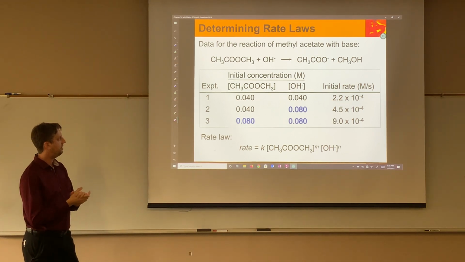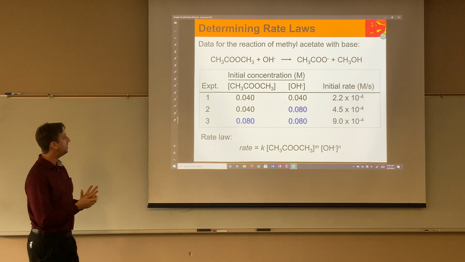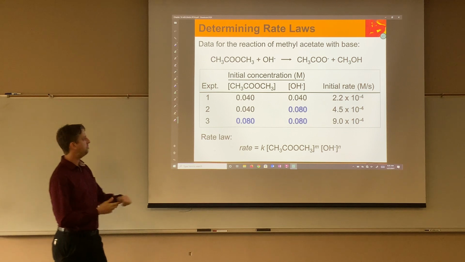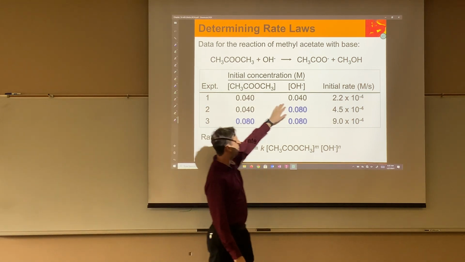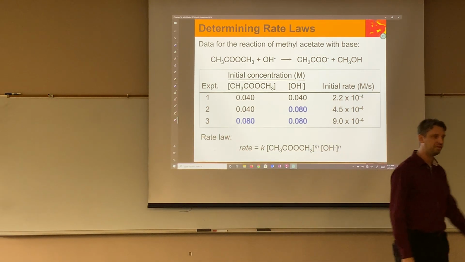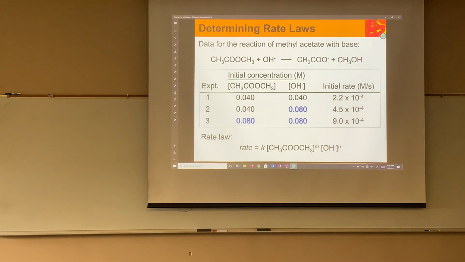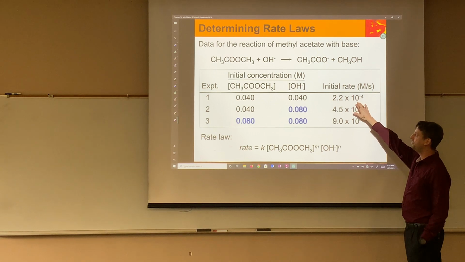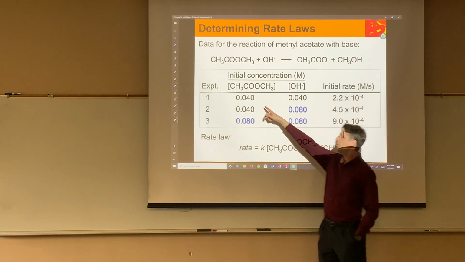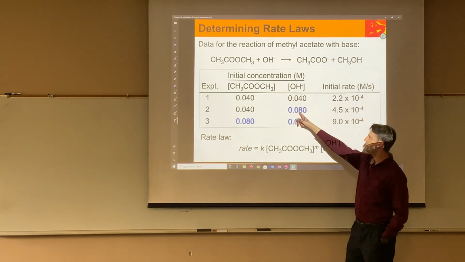So if we have this generic reaction here, we set up an experiment where we choose some kind of arbitrary concentration. It doesn't really matter, right? You just have to start somewhere is all it is. And we can measure the rate from that, right? We hold one thing constant and we change the other one.